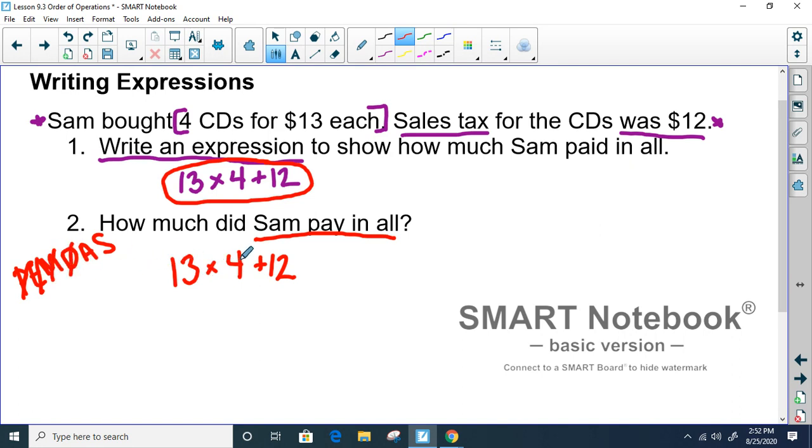So 13 times 4. I know 3 times 4 is 12. 4 times 10 is 40. 40 plus 12 is 52. And I have to still add. Now, there's no subtraction, so add, subtract. This is my last step. 52 plus 12. 2 plus 2 is 4. 10 plus 50 is 60. So I get that Sam paid $64 in total.